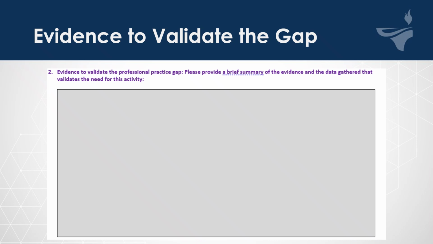Evidence to validate the gap. In this section, the purpose is to provide a summary that includes the nurse planner and planning team's analysis of the data, not just data sources. Things to think about: How is the evidence informing you that a professional practice gap exists for your target audience? What data supports the need for this educational activity? The evidence statement should include the nurse planner and planning team's analysis of the data, not just data sources. Stating that there is a need or a request for the activity is not an adequate response.